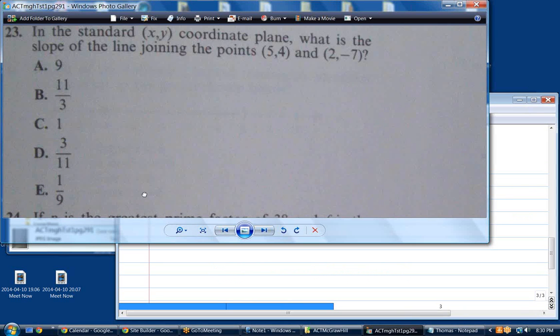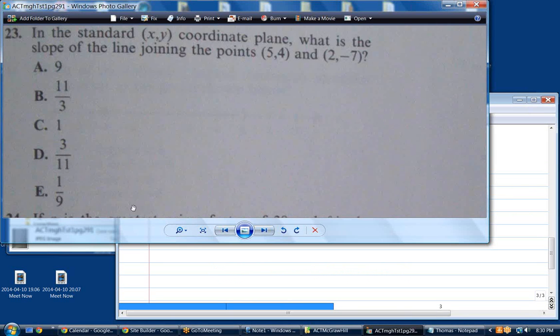And of course they put the trap answer on there. They put both 3/11ths and 11/3.